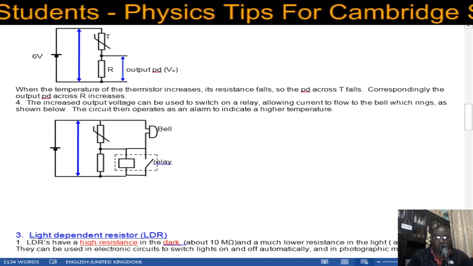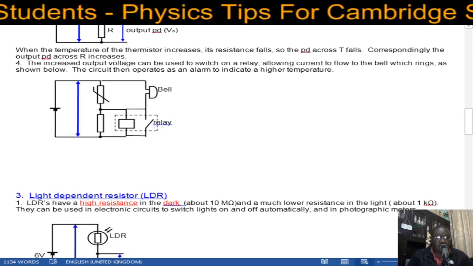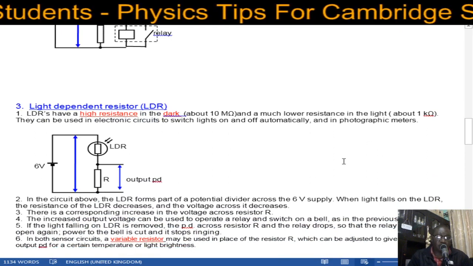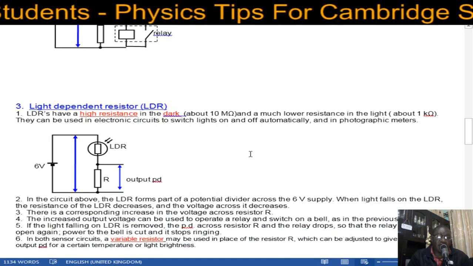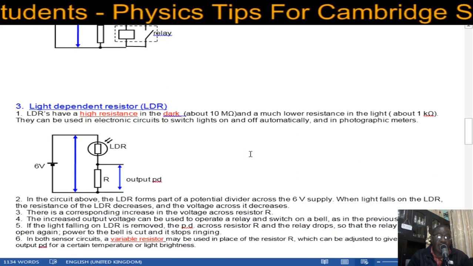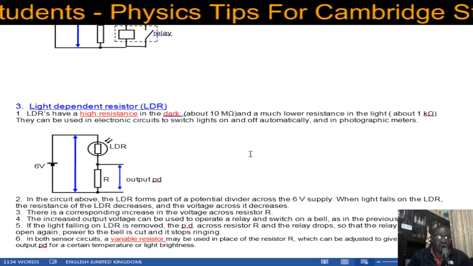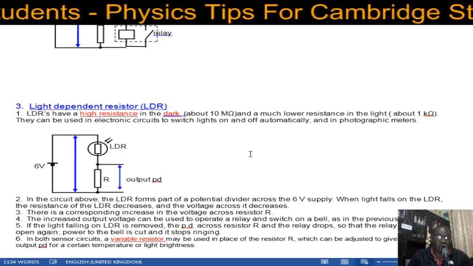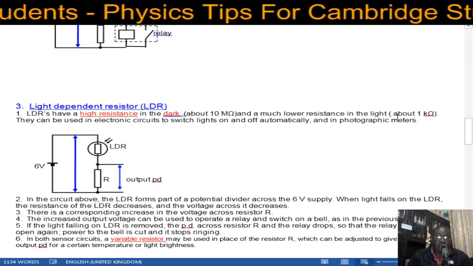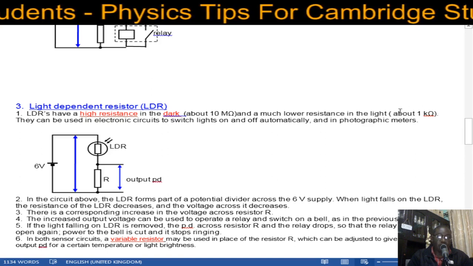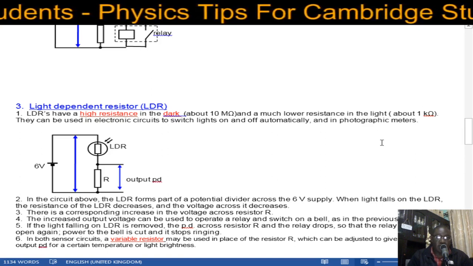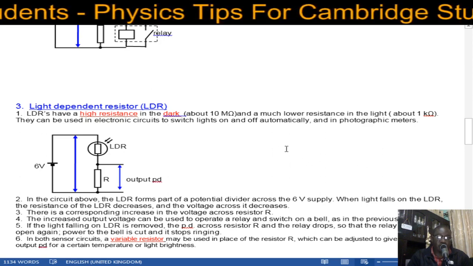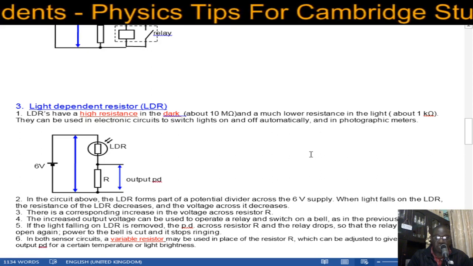Now the next input transducer is the light dependent resistor. The LDR, that's the short form for light dependent resistor, has a high resistance when it is in the dark, and a very low resistance when it is in the light. High resistance in the dark, we're talking of about 10 megaohms, that's 10 to the power of 6 ohms, and much lower resistance, about 1 kilohm, 1000 ohms, when it is in the light. So they can be used in electronic circuits to switch lights on and off automatically and in photographic meters.